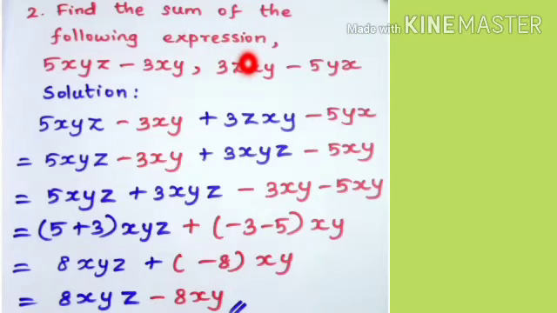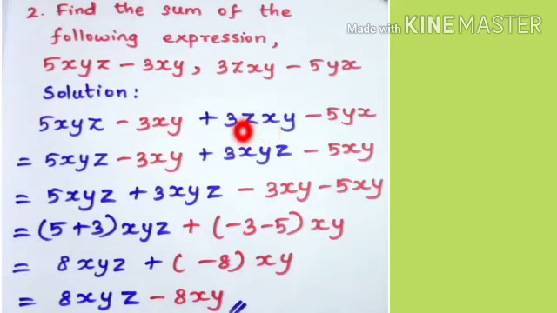Find the sum of the following expressions: 5xyz minus 3xy, and 3zxy minus 5yx. So now students, we are going to find the sum of the given expressions. Sum means that we have to add these two expressions. So that is 5xyz minus 3xy plus 3zxy minus 5yx. That is the sum, which means addition.